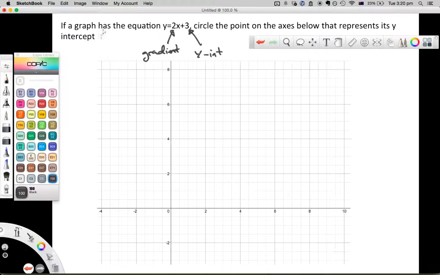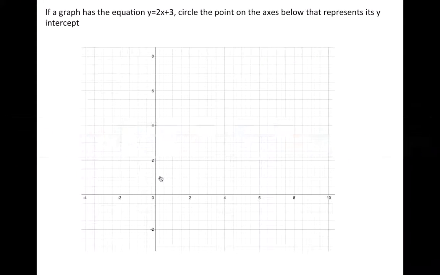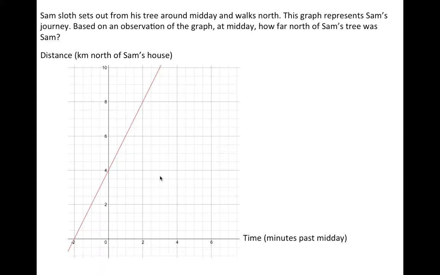So when this says graph has this equation, circle the point on the axis below that represents its y-intercept. Well, it's going to be where this graph cuts the y-axis, isn't it? So it's going to be somewhere along this axis. The y-intercept is always on the y-axis. And then here we can see it's just 3. So 2, 4, halfway between is 3. And it said circle the point. Okay, so easy enough so far.